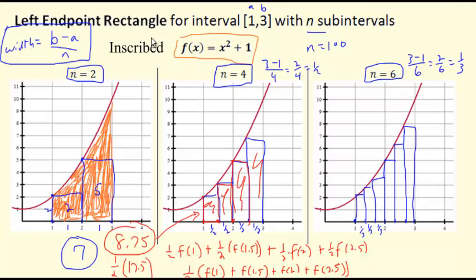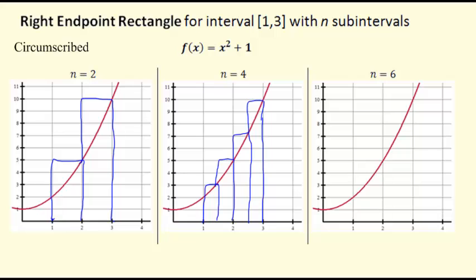Now it's not because they're left endpoint or right endpoint. It's just because it's underneath. It's inscribed by the function. So you may see that every now and then. If it's underneath, it's inscribed. If it's above, it's circumscribed. So now these are highball estimates. These are too big. Let's finish this out. Just kind of have a little closure here.